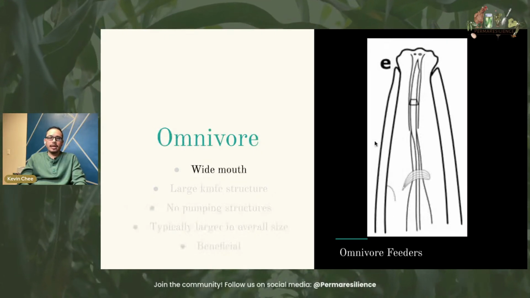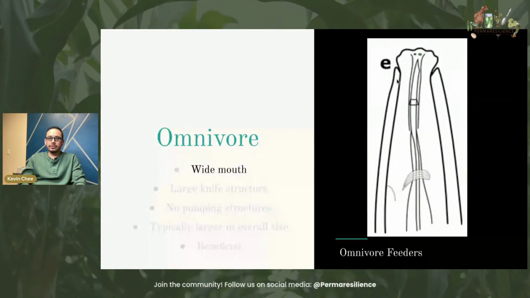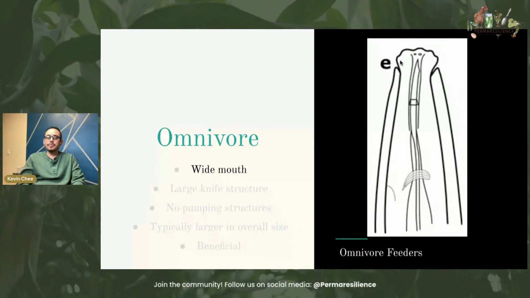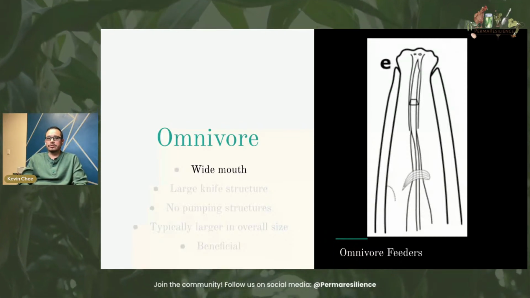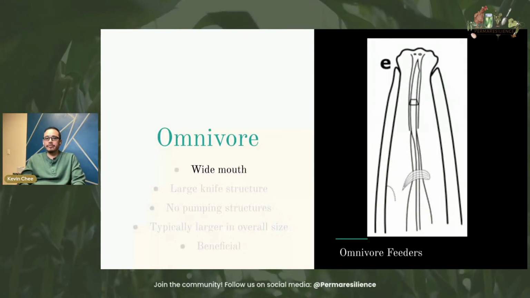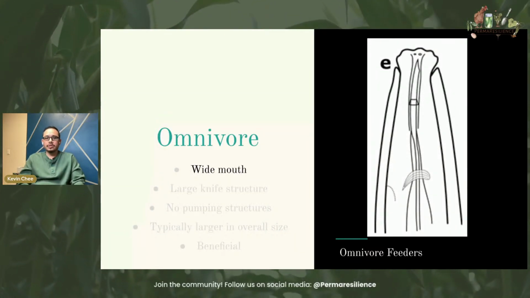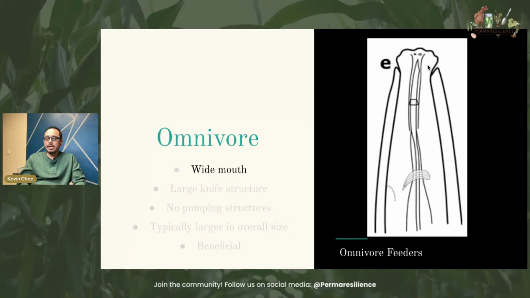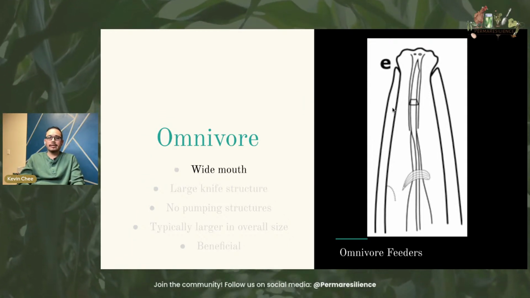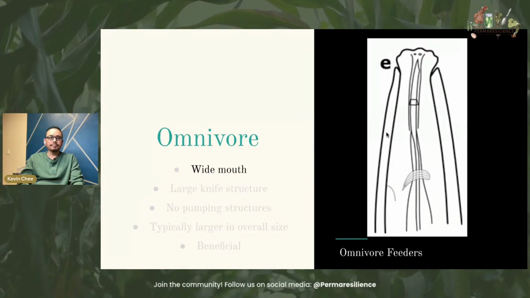And then the last type that we have here is the omnivorous, which again have a wide mouth structure. Omnivorous meaning that they'll eat lots of different things. They'll eat fungi, they'll eat bacteria, possibly, if they're large enough, other nematodes. They just kind of eat everything, maybe even protozoa. More research needs to be done to know exactly what they'll eat at any given time.